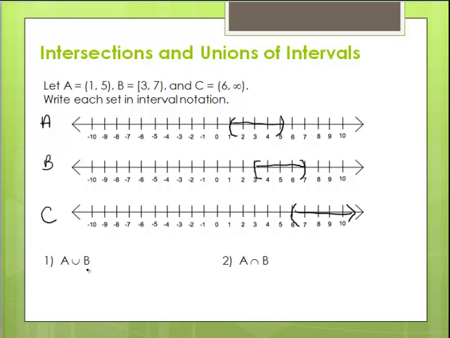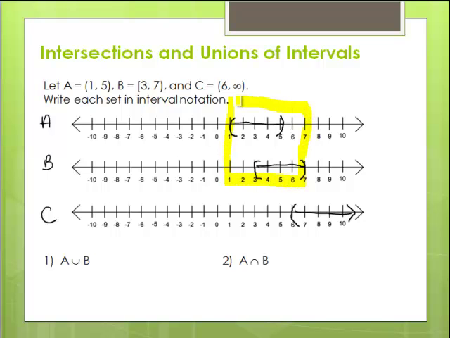A union B means take A and B, all the points that are in both of them, and throw them together into one set. Well, this goes from 1 to 5, and this goes from 3 to 7. So I guess the main question is, what happens at the end points? Is 1 included? Is 3 included? Is 5 included? And is 7 included?